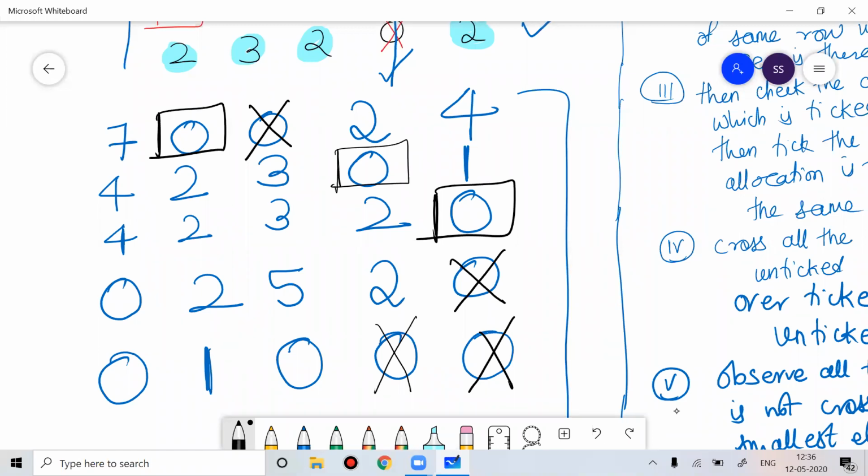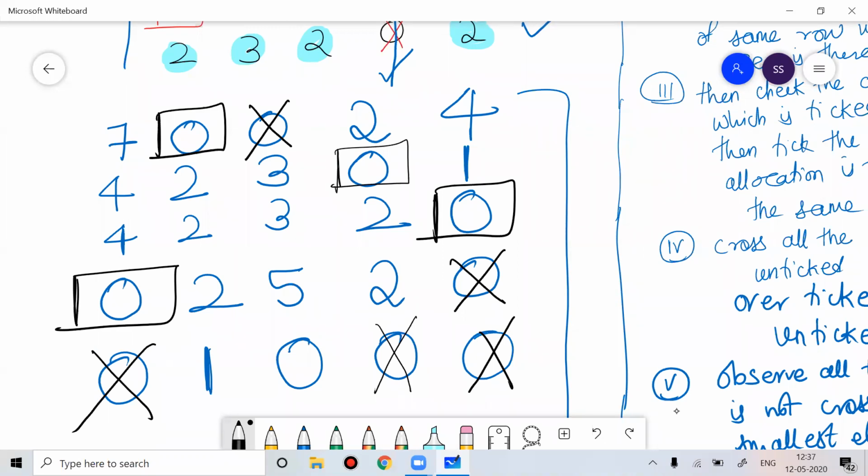One cross one available. So if you see row 4, it has 2 0, one cross one available. So I'll do allocation here. Now row 5, nothing can be done. Now you see column wise. Give preference to that column which has 2 0, one cross one available.